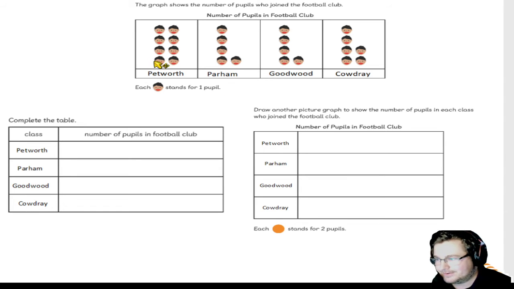Okay, so we look down here, complete this table. Here are the classes, number of pupils in a football club. So let's fill this in first before moving over to here. Draw another picture graph to show the number of pupils in each class who join the football club. But be careful. We must read this sentence down here as well. Let's pause now and fill this in.